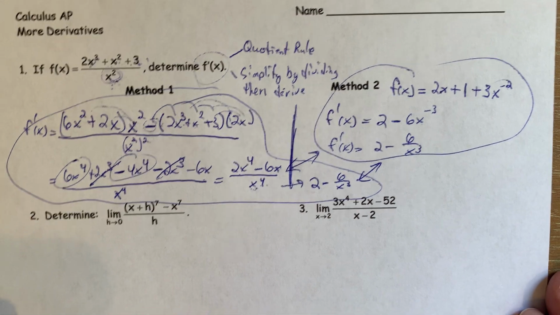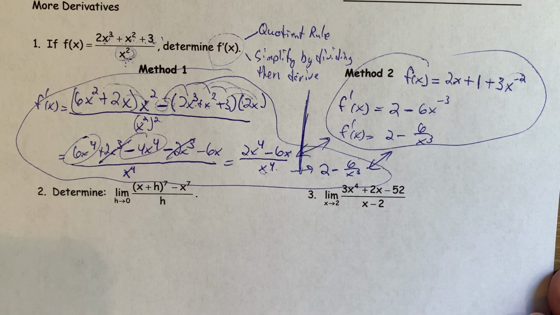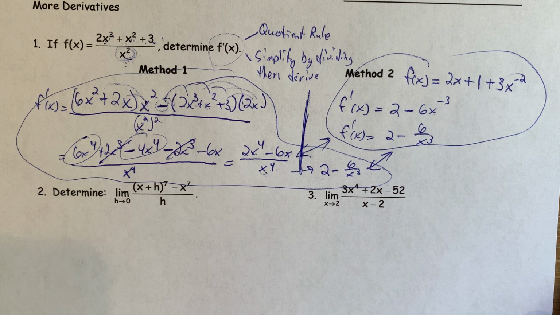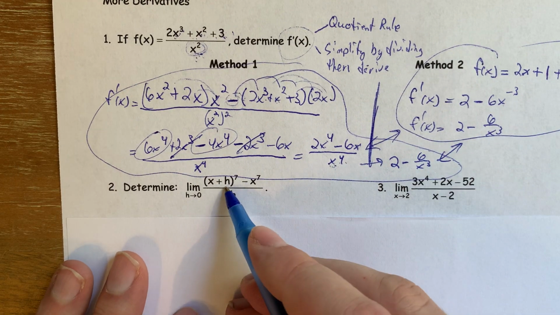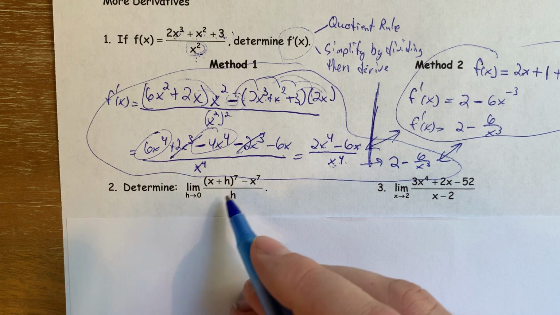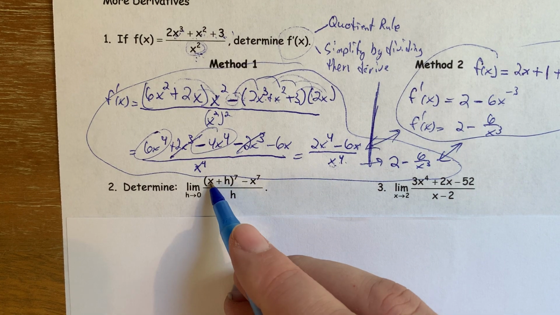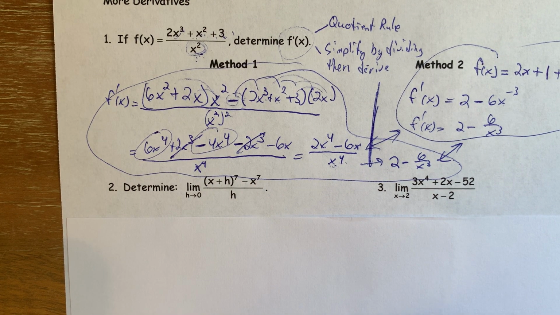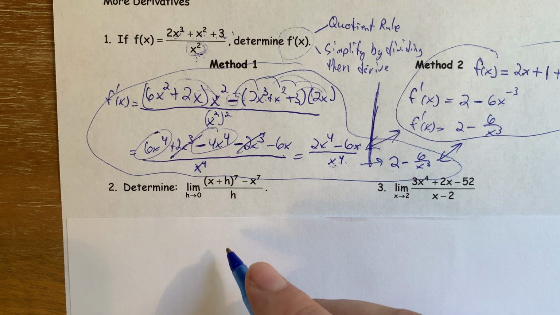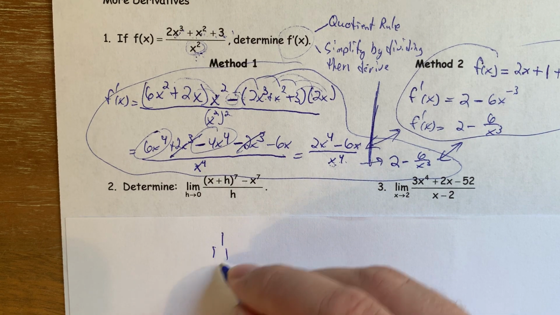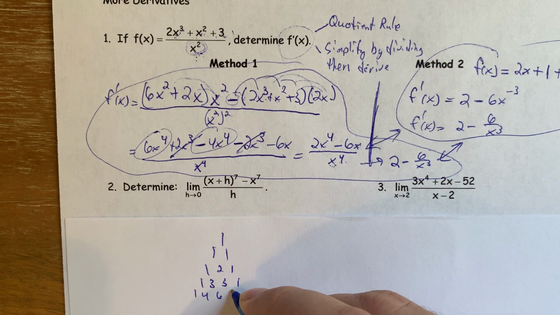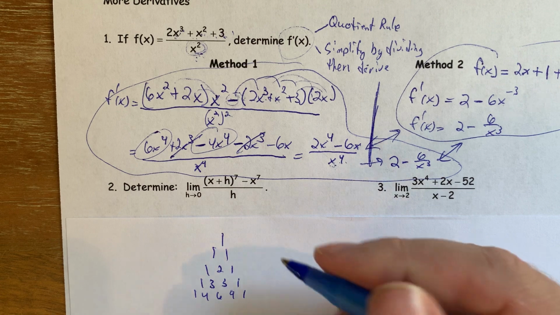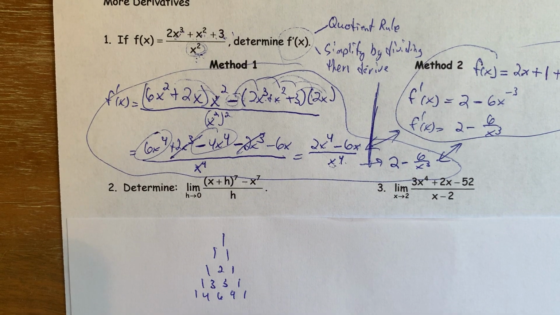Okay, let's look at 2 special examples that the AP exam loves to pull. Limit as h goes to 0 of x plus h to the 7th minus x to the 7th over h. Now, we could expand this, and we did talk about how to use Pascal's triangle to figure out what the coefficients are. And we could do it. It would be okay. But this is not the way it's intended to be done.